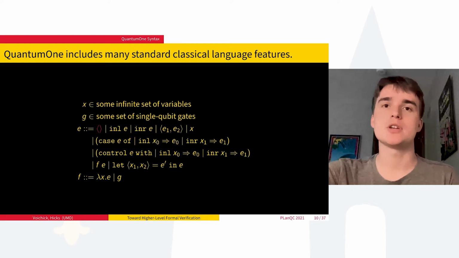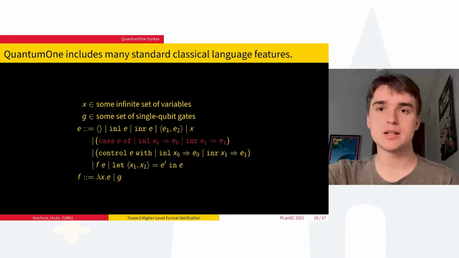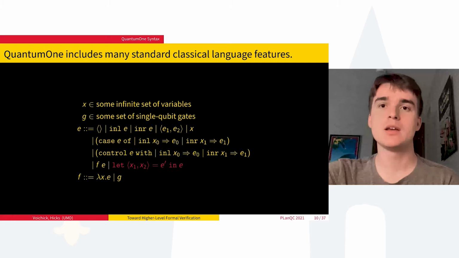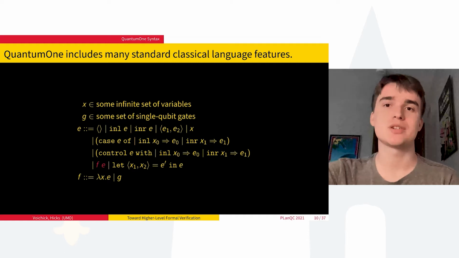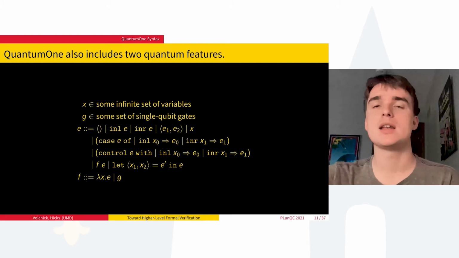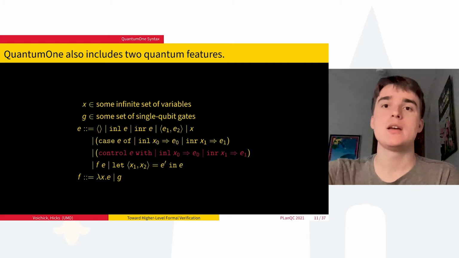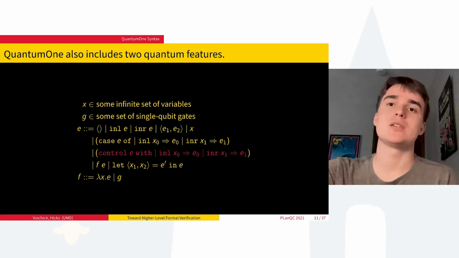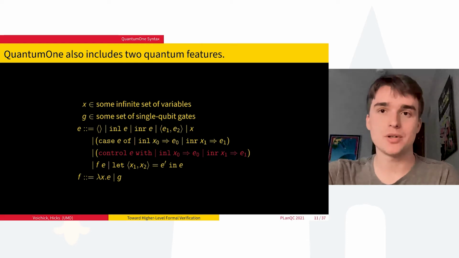You'll also notice that most of the features of this language are standard in many classical programming languages. For example, there's a unit value, left and right tagged unions, pairs, variables, case analysis for acting on tagged unions, let expressions for destructing pairs, functional abstraction, and function application. You'll also notice that this language includes two fundamentally quantum features, specifically gate application, enacting a single qubit unitary gate, and control statements. The control statement is a lot like the case statement, except it outputs a potentially entangled pair, including both the value controlled on as well as the output.